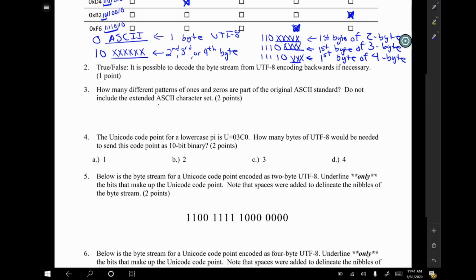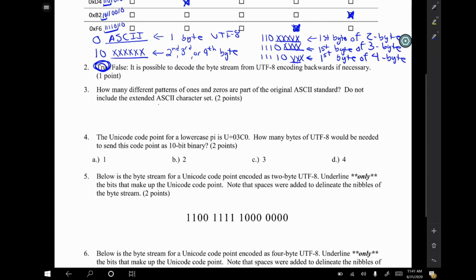If I get another 10, I just hold on to it. I keep holding on to the 10s until I get the identifier, which tells me how many bytes I should have expected to receive. So if it starts with 110, that's 2 bytes. 1110, that's 3 bytes. 11110, that's 4 bytes. All right, so yes, actually it is true. We can decode a byte stream from UTF-8 encoding backwards.